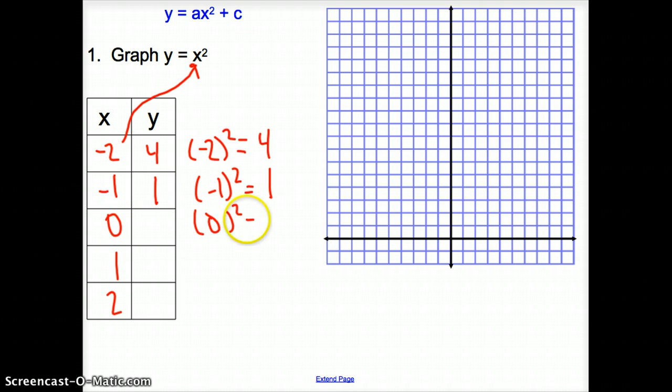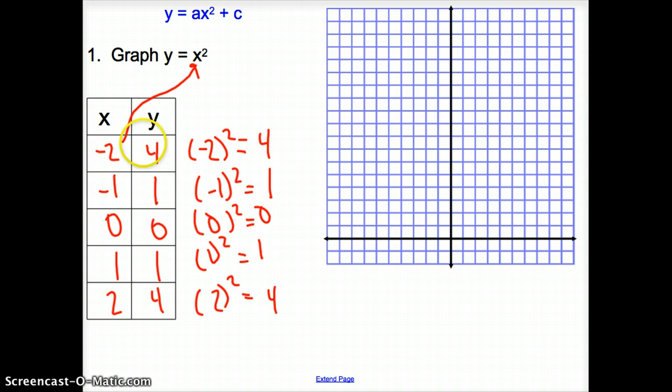Then we have 0 squared. 0 squared is 0. And then we have 1 squared. And 1 squared is just 1. And finally, we have 2 squared, which is 2 times 2, which gives us 4. Notice anything interesting happening here with our numbers? Well, let's try to graph them, see what we come up with.